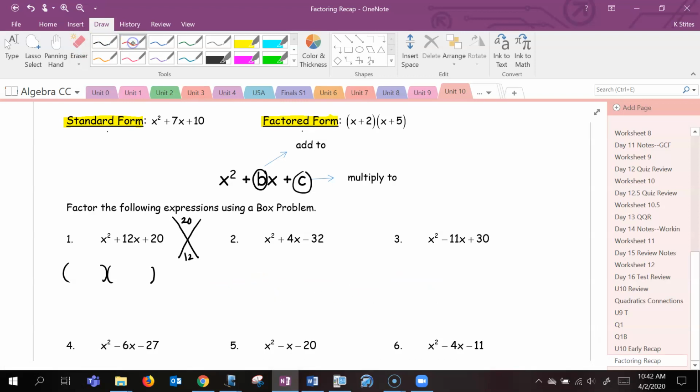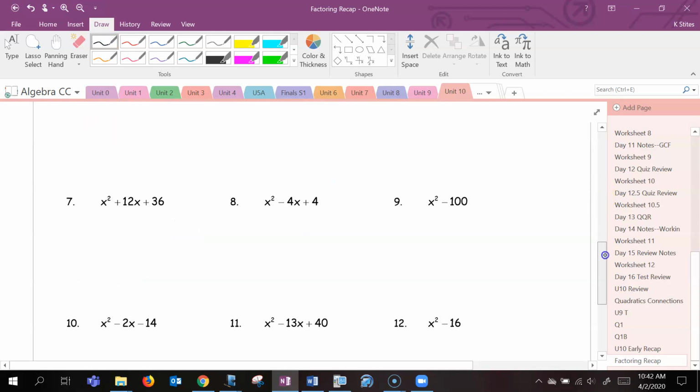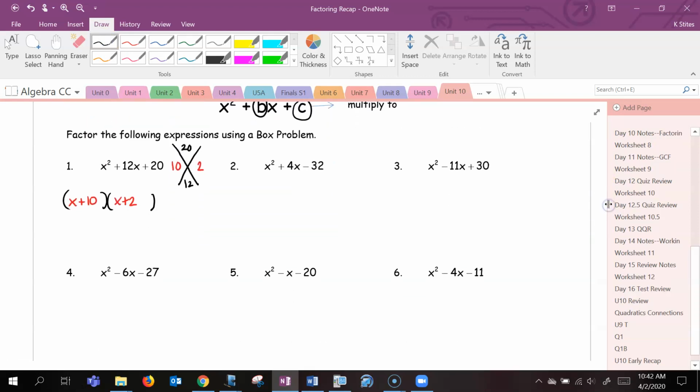All right, so our numbers that multiply to 20 and add to 12 are positive 10 and positive 2. So we're just going to say x plus 10, x plus 2. And you could have the plus 2 first and then the plus 10, but they do both need to be positives. Really all these problems are just an exercise in finding the correct numbers. So we can set this up.